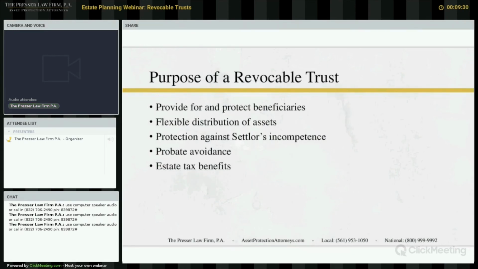So why would you set up a revocable trust? Number one, it allows you to set up provisions for your beneficiaries, for people that are going to inherit after you pass away. And it allows you to set it up in such a way that you can protect them. So if I create a trust and I leave my children as the beneficiaries for after I die, there are different methods that I can use. We're going to talk about different distribution strategies that you can use. But the idea is I want to provide for them. I don't usually want to just let them have the money.